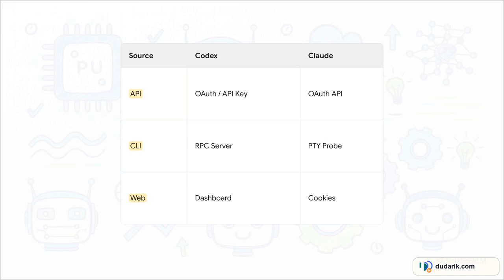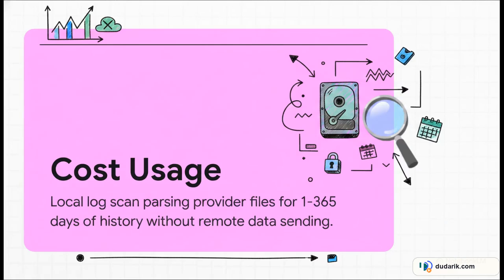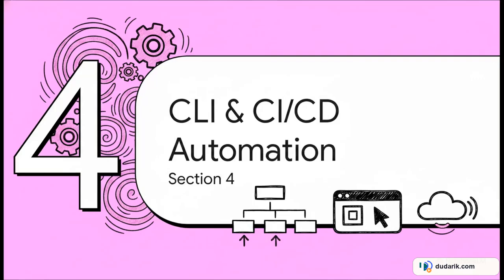No new logins required. And for deeper analytics, like figuring out your historical spend over the last month, it uses a highly secure local log scanning engine. For Codex, it actually parses native JSON line log files right on your own hard drive. It calculates your costs locally, meaning your private agent logs never, ever leave your machine. You can set that scan window anywhere from 1 to 365 days, giving you rich data with absolutely zero remote server tracking. Moving right along to Section 4, CLI and CI/CD automation.